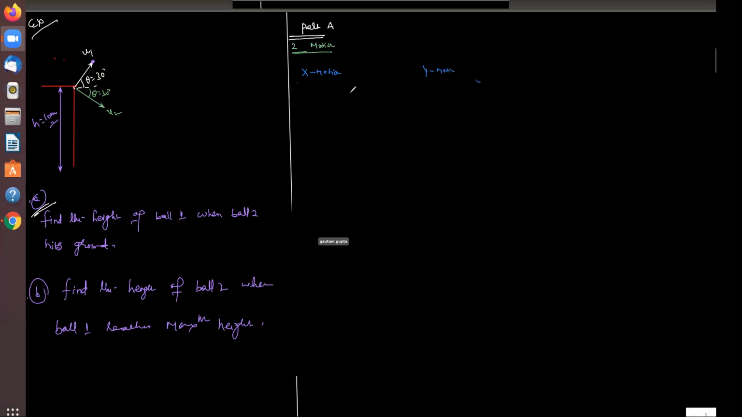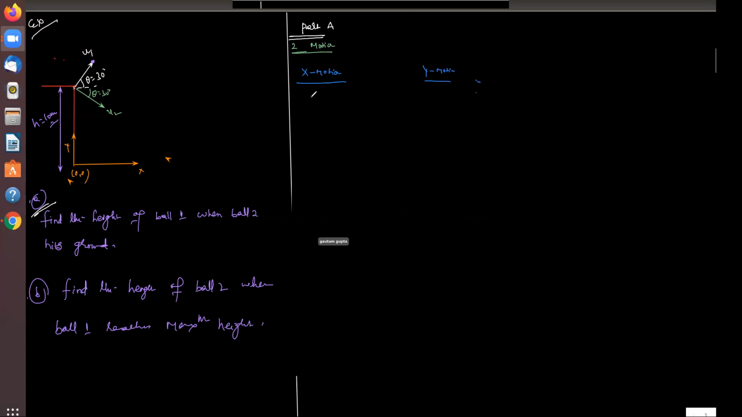Okay. So first, before you do anything, you first fix your coordinate axis. Don't change it. So let's say if I fix my coordinate axis at the ground level. Okay. So this is my X axis and Y axis. This is X axis, Y axis. So this coordinate is 0, 0.